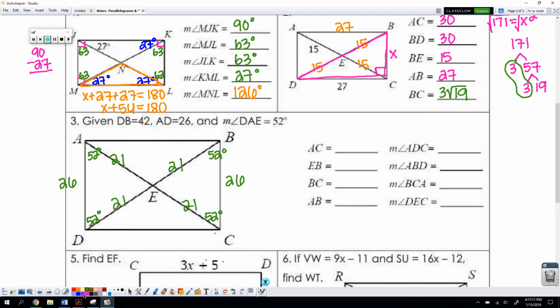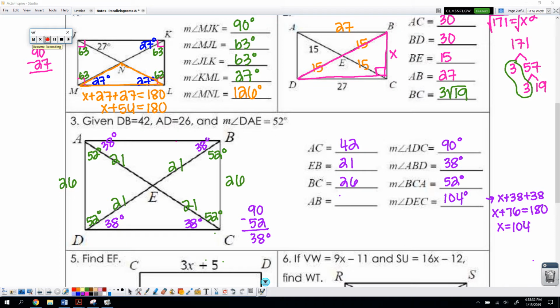To find the other ones on the outside, I just need to subtract 90 minus 52. That's going to get us 38. And all of these will be 38. Now go through and see if you can answer these. So I'm going to pause and do them myself.